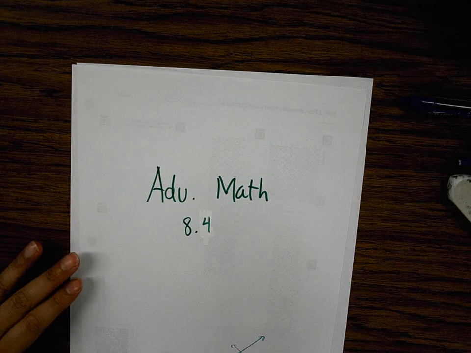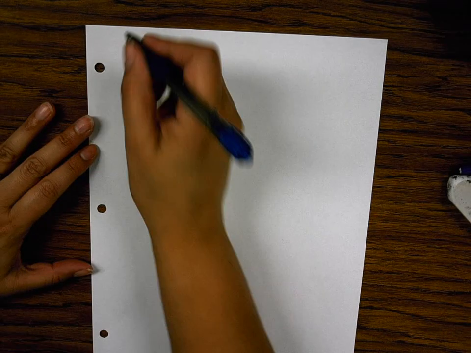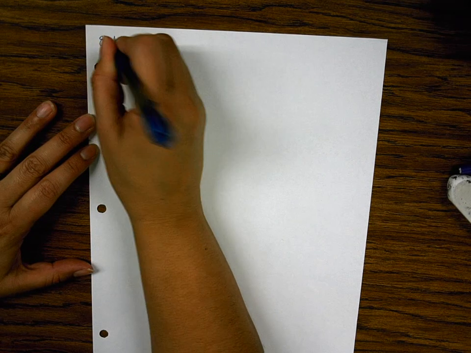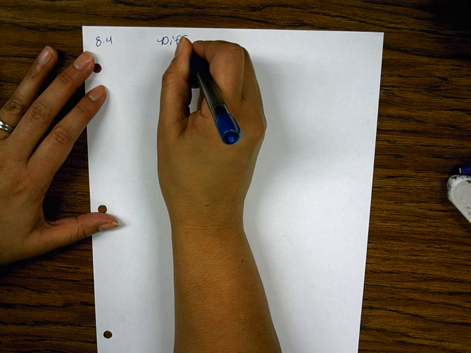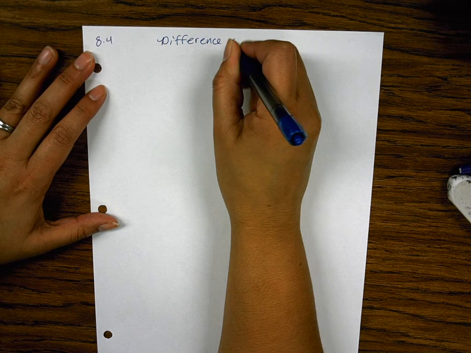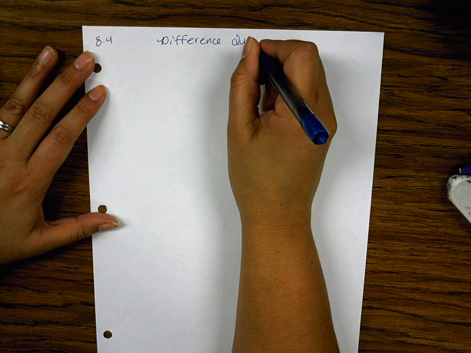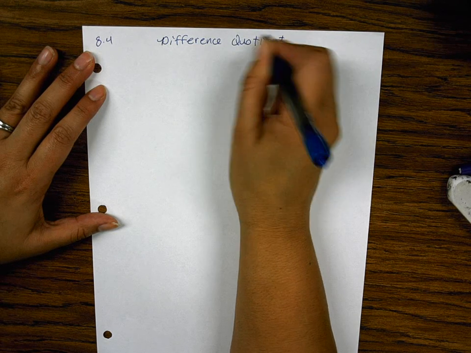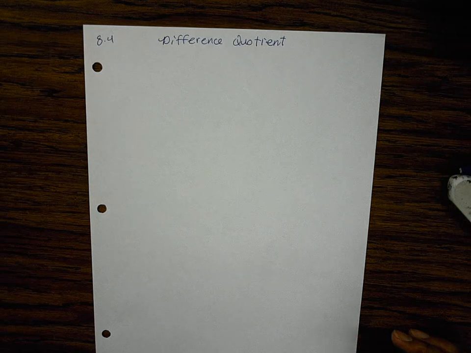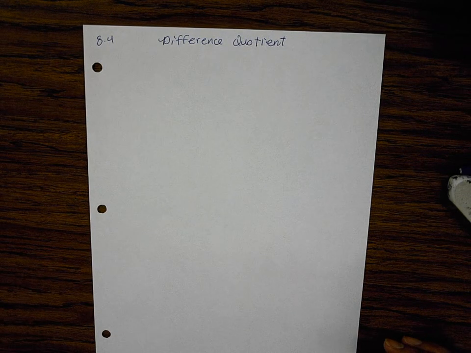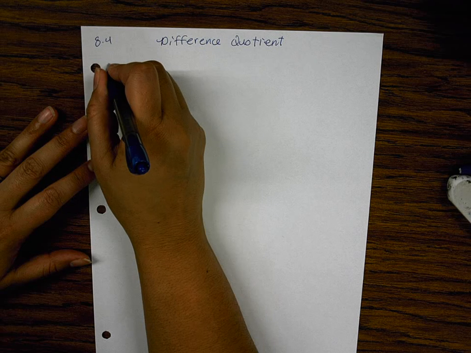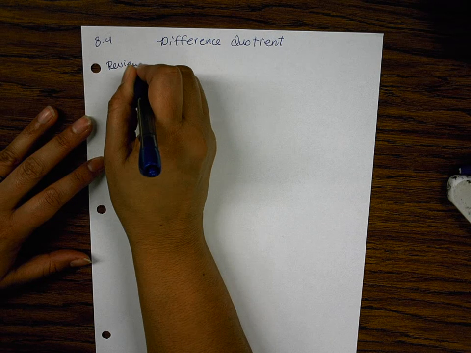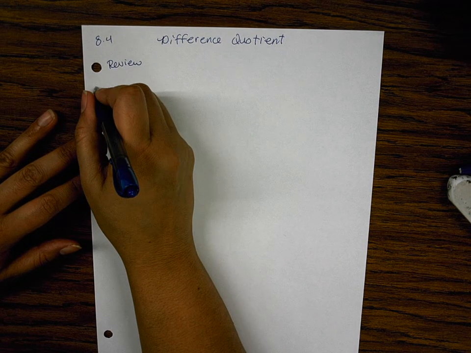This is Advanced Math, Unit 8, Lesson 4. And this lesson is titled The Difference Quotient. Difference quotient, which is something you will definitely be doing when you get into calculus. All right, first part is review of stuff you did last year.